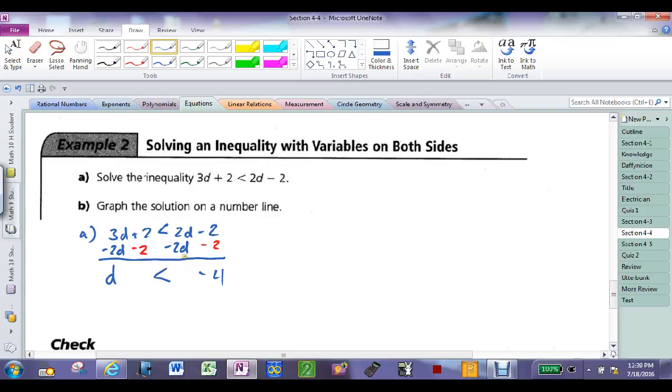Gouda? Great. Graph it. It's the only number that matters. 4. Negative 4. Circled or dot? Dot. You just don't fill it in. Yeah, that's a circle. A dot would be filled in. And? Arrow? Right. Left.